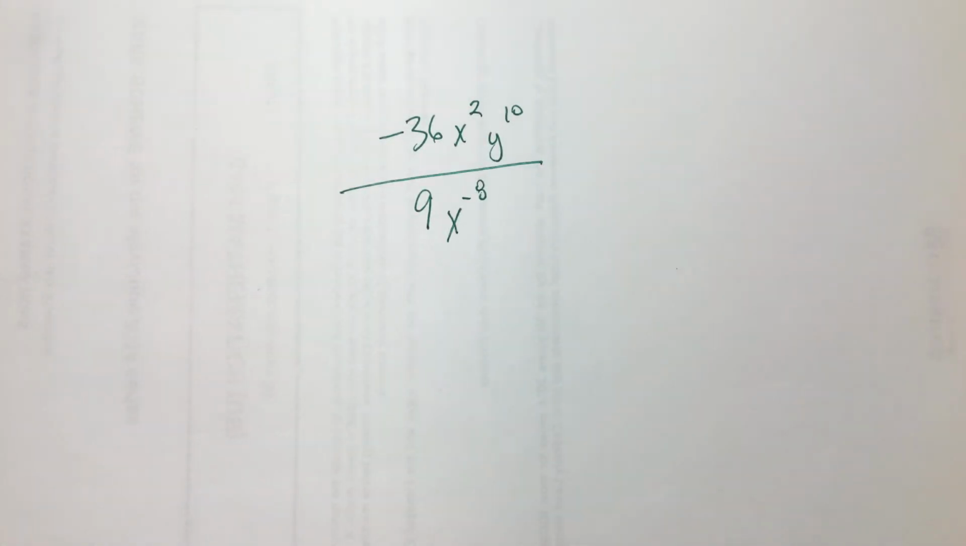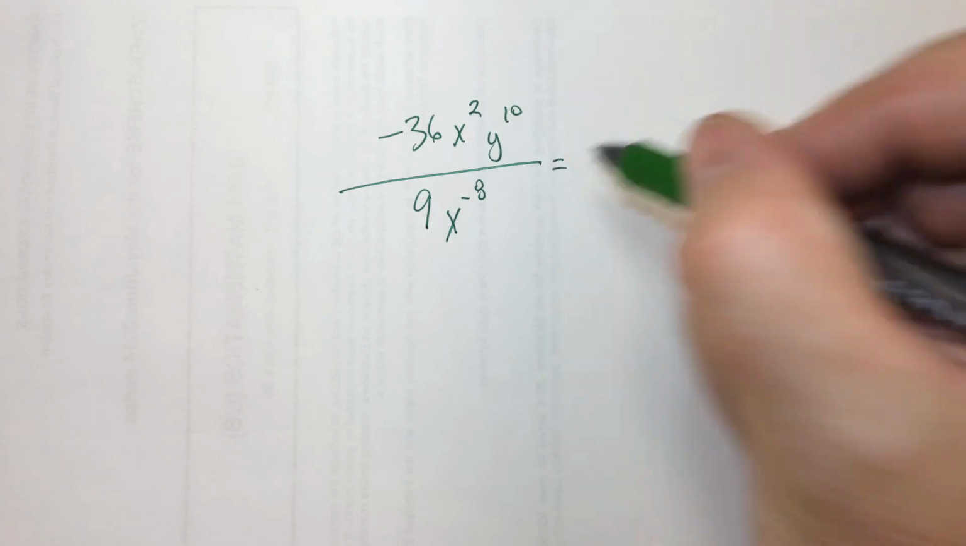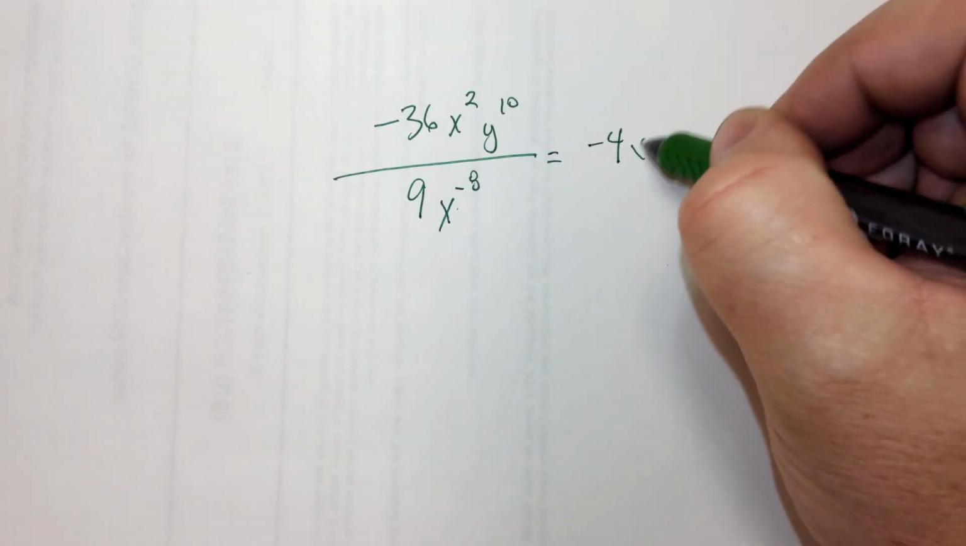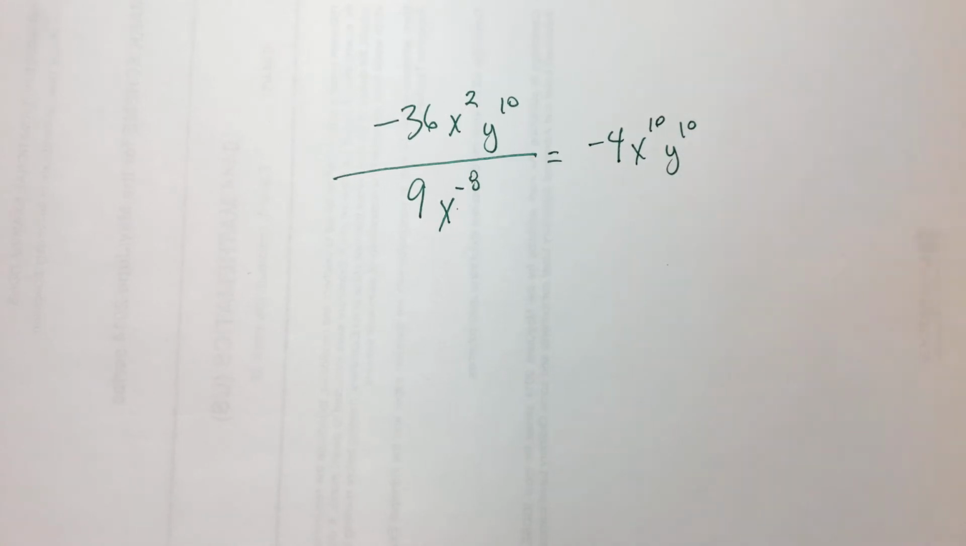Like that? Yeah. Well, you just drop it down, right? So this would be negative 4 still. This would still be x to the 10th, and then it would just be y to the 10th. That's it. Yeah, there's nothing for it to be combined with, so you're done.